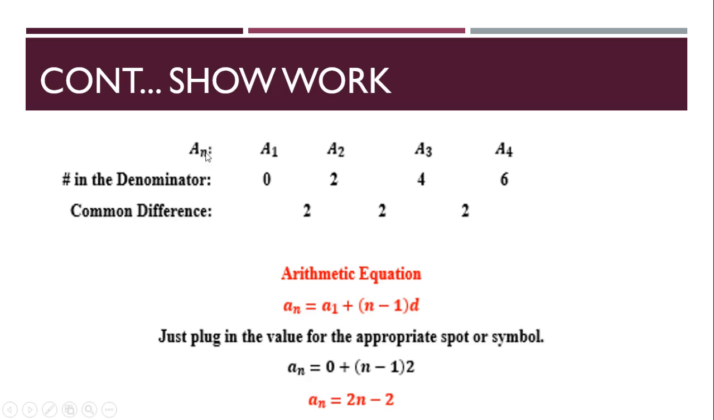As you can see, we have a1, a2, a3, a4. And in the denominator, we have 0, 2, 4, and 6, right? And the common difference is 2, 2, 2. And the common difference is d in this case.